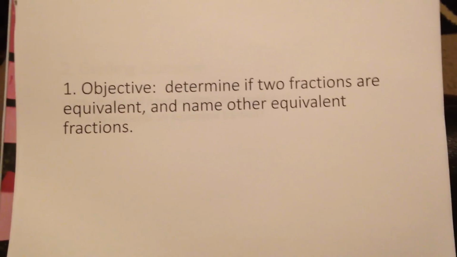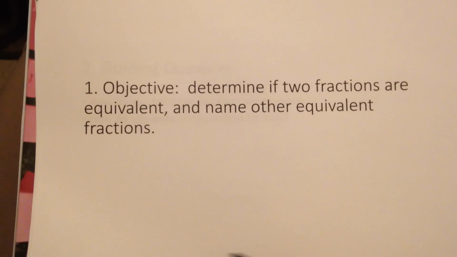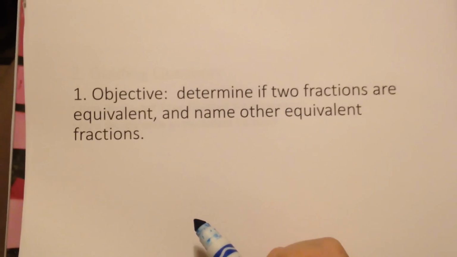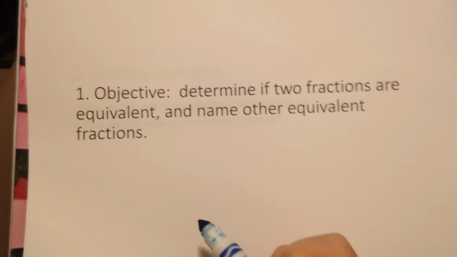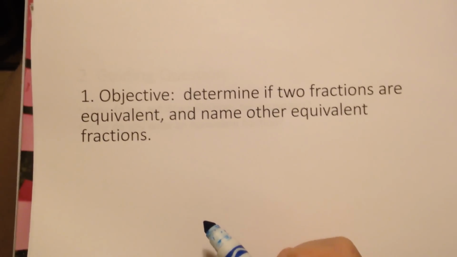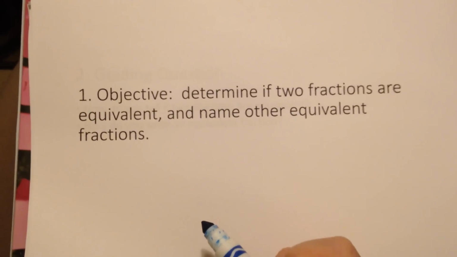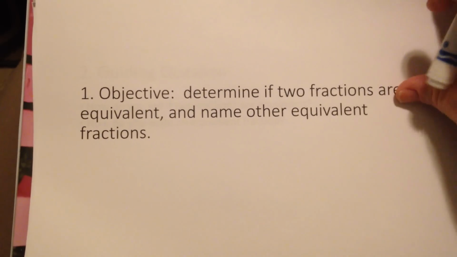Okay, so the very first thing we do when we are writing our notes, we write our objective, and typically it's written as our normal standard, how it's written in our classroom, but this is not a 6th grade standard, so we wrote it in our own words this time. Your objective is to determine if two fractions are equivalent, and then also to be able to name other equivalent fractions. So when you're writing this, you pause your video, and you copy this down just like it is in your notes, or in your video.